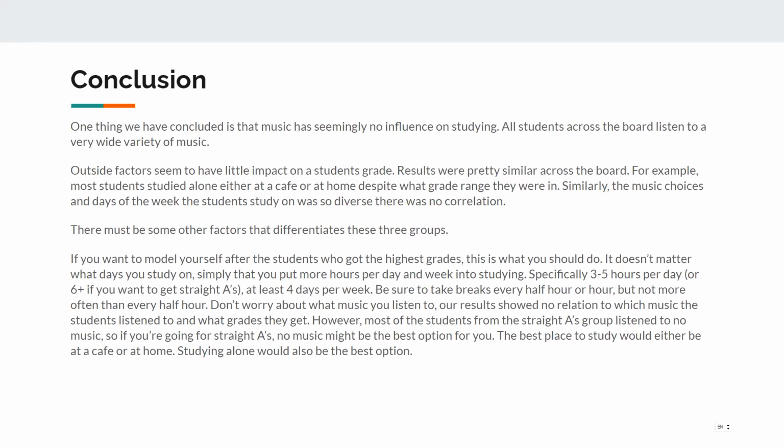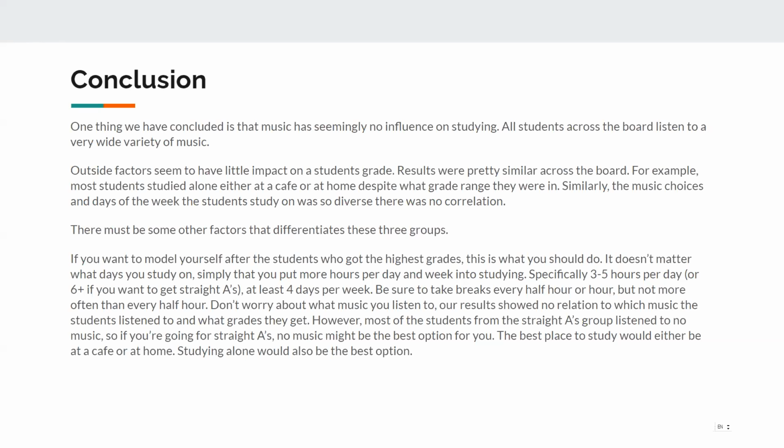So you don't have to think that if you only listen to classical music while you study, then you're going to get the best grades ever. Just listen to whatever music you want to. However, most of the students from the straight A's group listen to no music. So if you're going for straight A's, then maybe no music might be the best option for you.